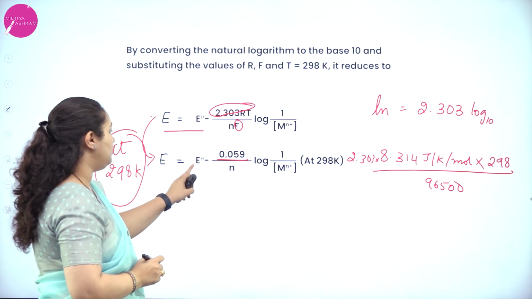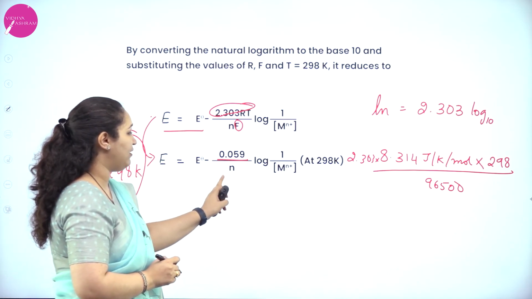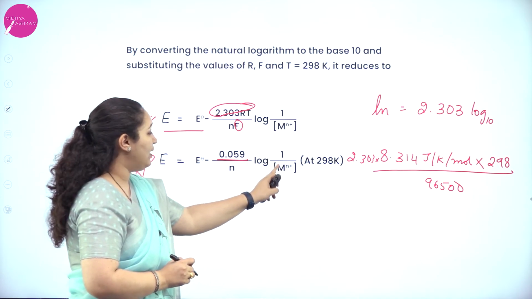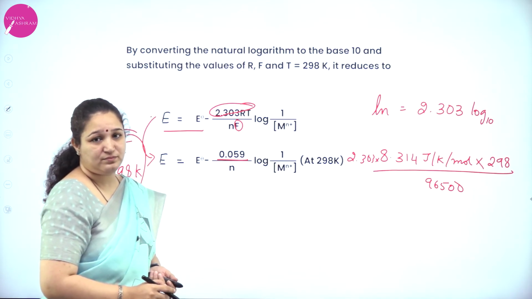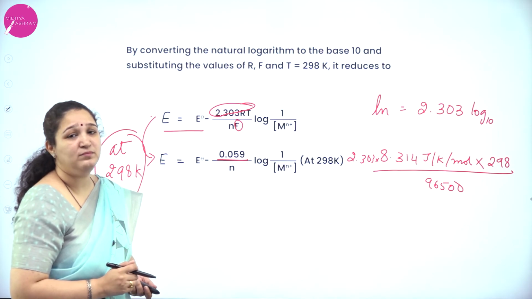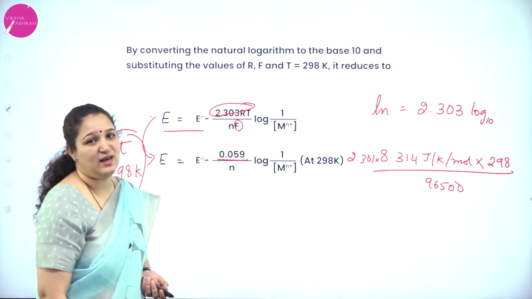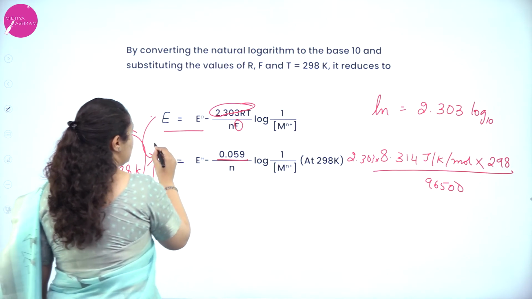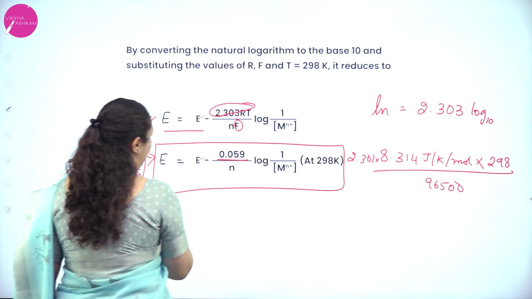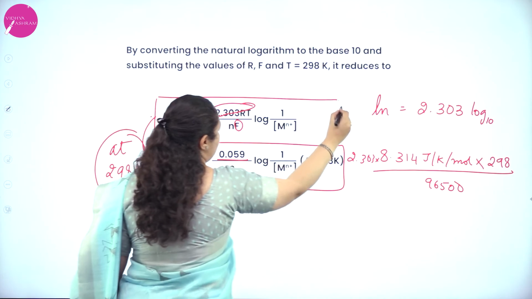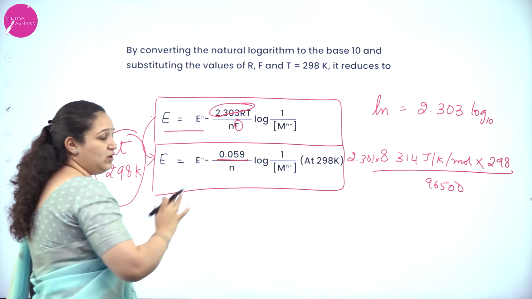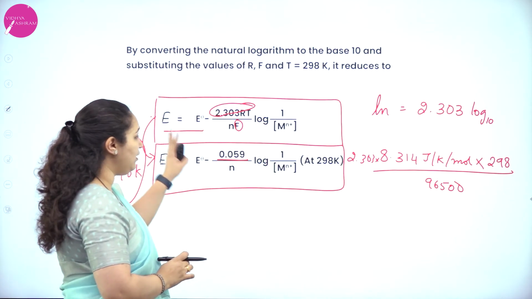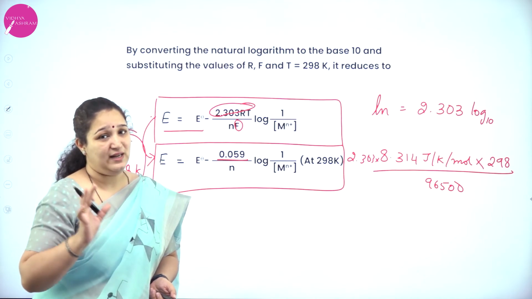So at standard condition or at 298 Kelvin, the same equation you can write like this: E is equal to E naught minus 0.059 by N log 1 by M plus N, the molar concentration of M to the power plus N ions. This is the Nernst equation at 298 Kelvin, the Nernst equation for the single electrode in normal condition, which you need to remember.